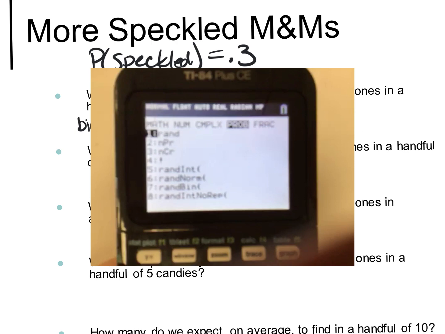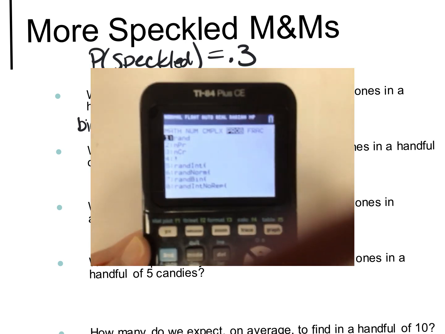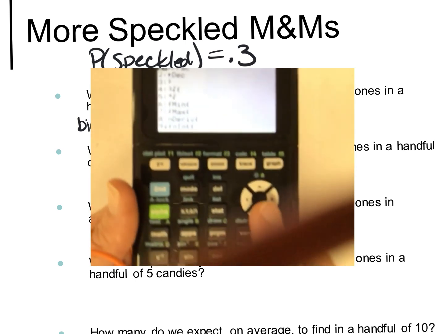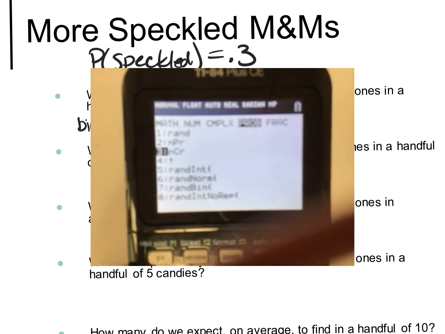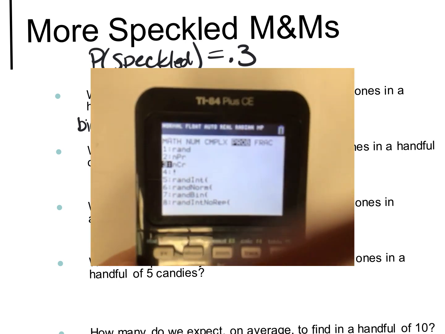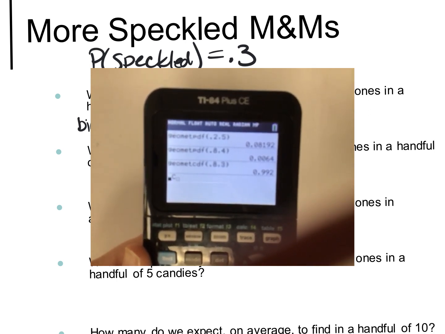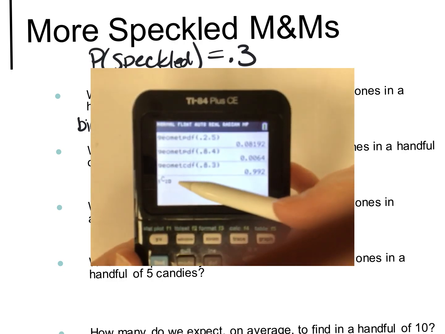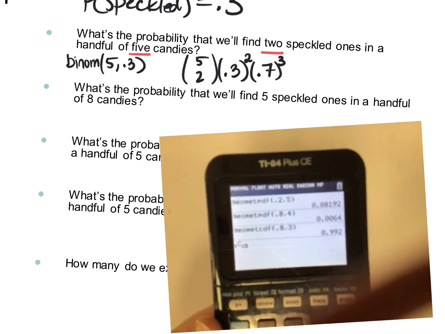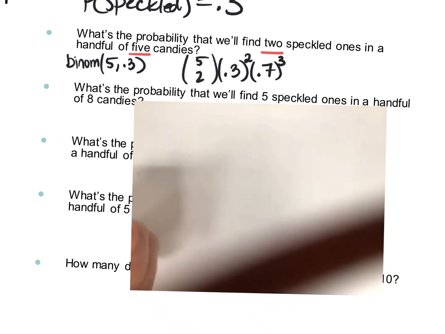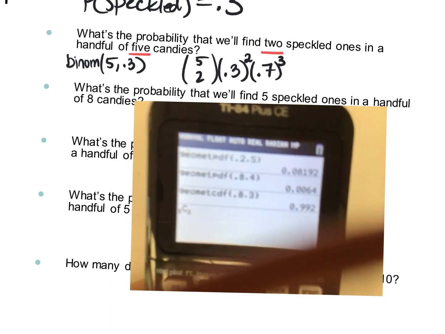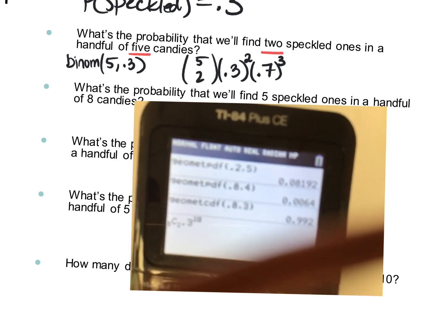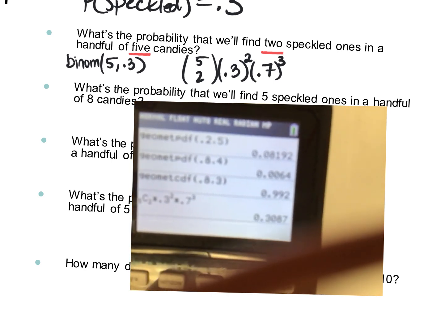So if you go to math, over to probability, down to nCr. I cannot get it to focus. Some calculators will have little subscripts and some will not. This one does, so I'm going to put a 5 and a 2. The 5-2 in parentheses is this nCr. And then we're going to put 0.3 to the 2 times 0.7 to the 3. And we get 0.3087.